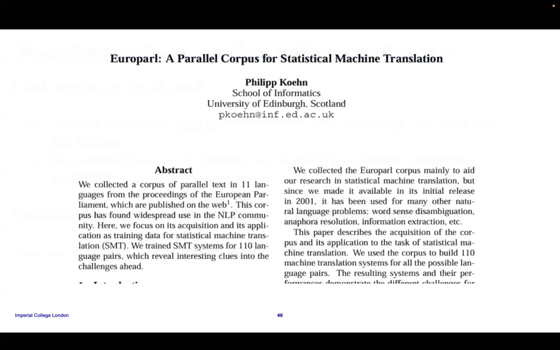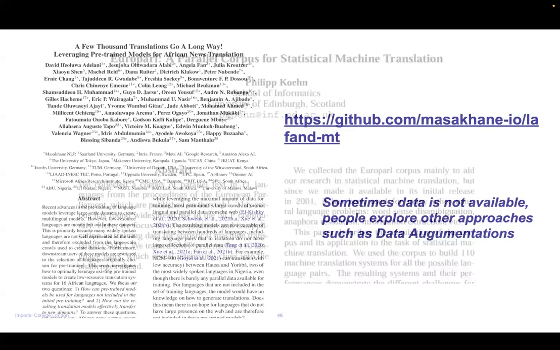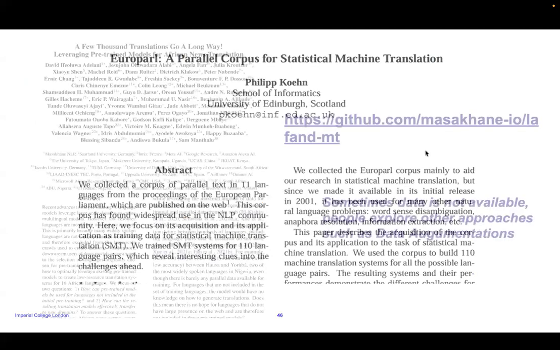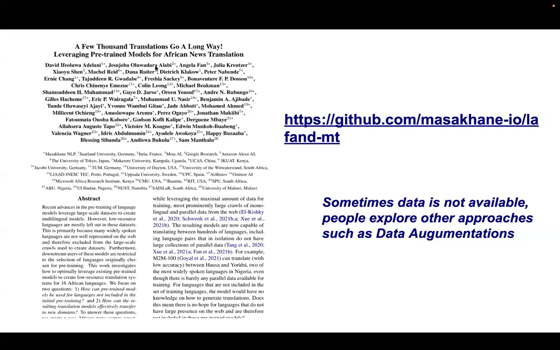This is an example of an early parallel corpus for statistical machine translation. You can see this is from 2004. So this is a parallel corpus example. One key thing, if you want to work on machine translation, for example for Hausa, is that you can create a parallel corpus for Hausa. This is an example of machine translation for African languages. This is an example of our paper: A Few Thousand Translations Go a Long Way, Leveraging Pre-trained Models for African News Translation.